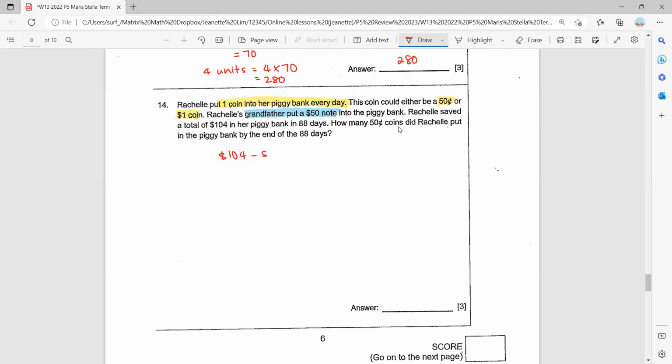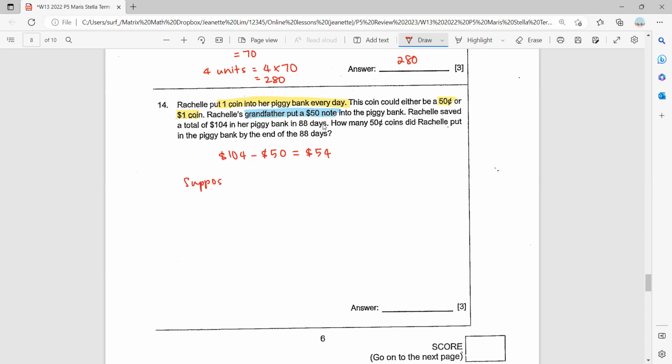I will want to remove the $50 note first to just look at the amount that belongs to just the coins. So I have $54 which belongs to the coins, which is the total for all the coins, okay? I know that there are 88 coins because every day she puts in 1 coin, and in 88 days means that there's 88 coins. So 88 coins, $54, but I don't know how much is 50-cent coins, right? So we're supposed to use supposition for this question.